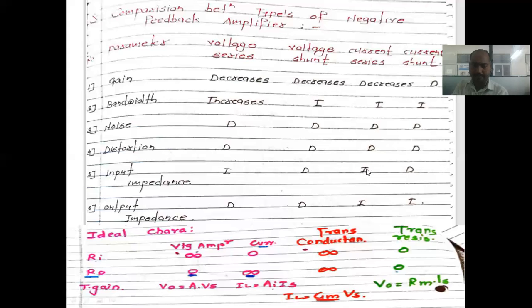Another thing, with respect to current series feedback, it causes input impedance to increase. It is acceptable because input impedance is more, so less noise is added. Another, current shunt feedback, it decreases the input impedance. It is not acceptable because it causes the noise to be added with respect to your input. Right? This will be with respect to the input.